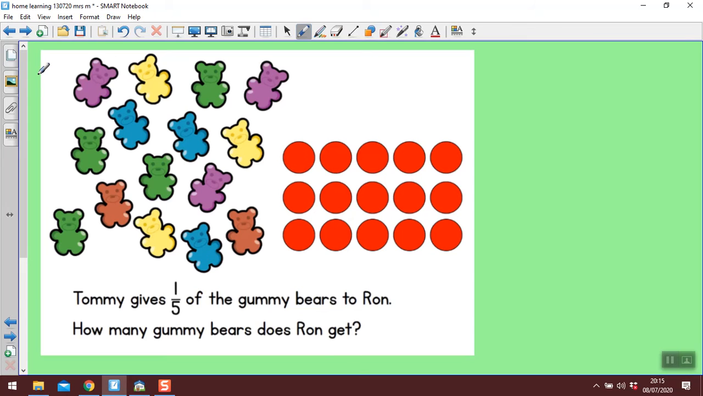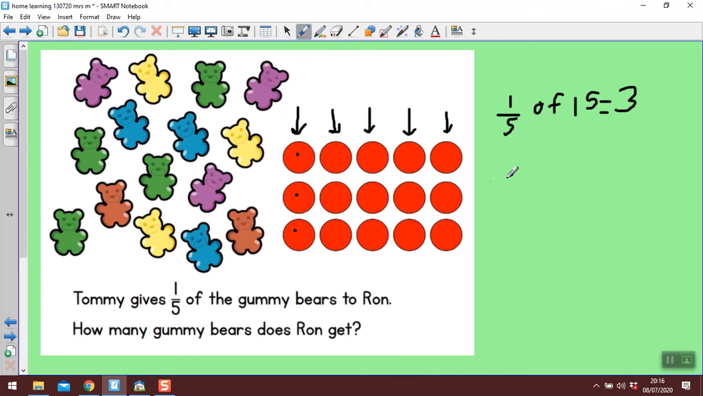Tommy gives 1/5 of the gummy bears to Ron. How many gummy bears does Ron get? So we've got 15 bears again, which we are representing as counters. So this time we're looking at 1/5, 1 out of 5 equal groups. Can you see clearly 5 groups here? We've now got to have a look at the columns, haven't we? So that's 1 group, 2 groups, 3 groups, 4 groups, 5 groups. So 1/5 is 1 out of the 5 groups, and that is 3. So 1/5 of 15 equals 3.